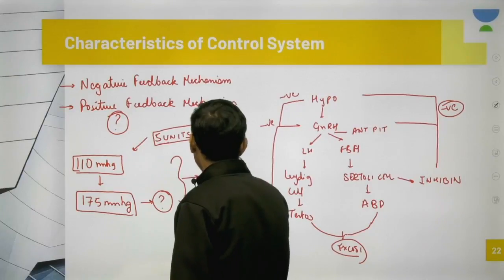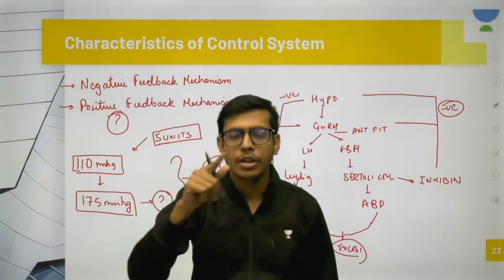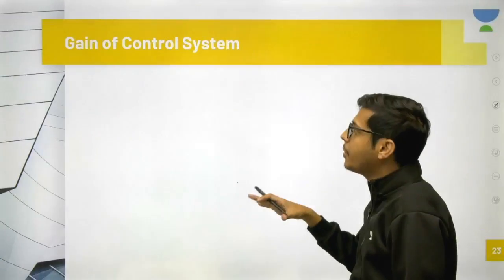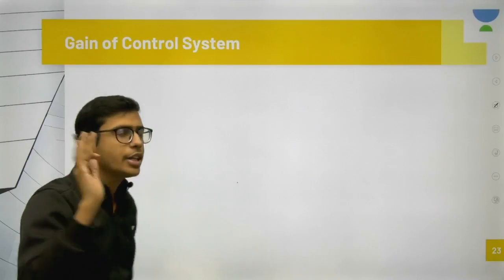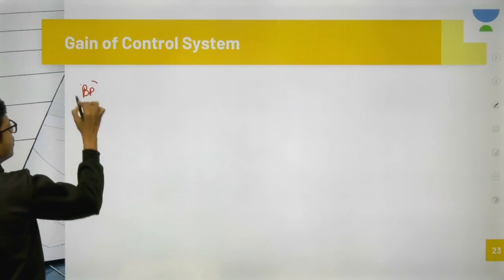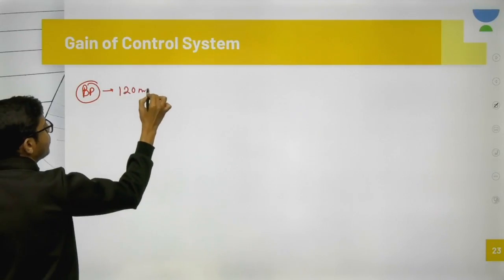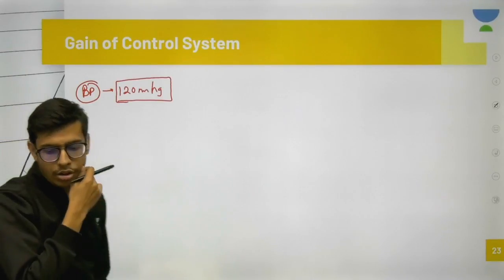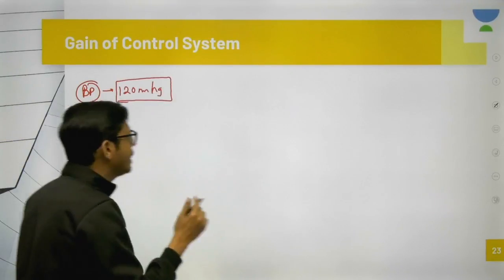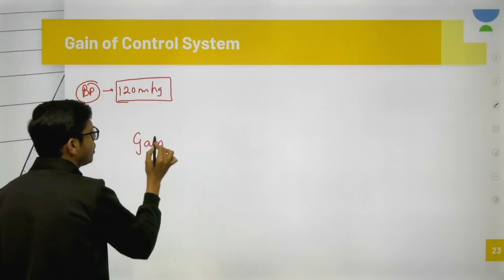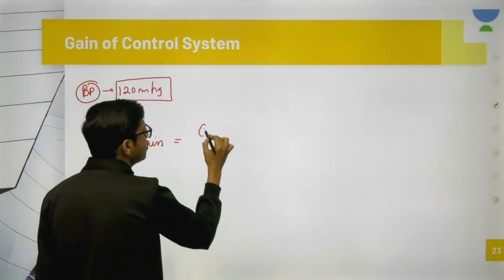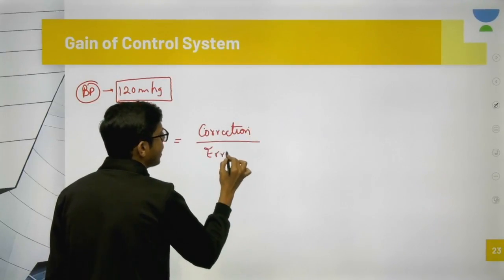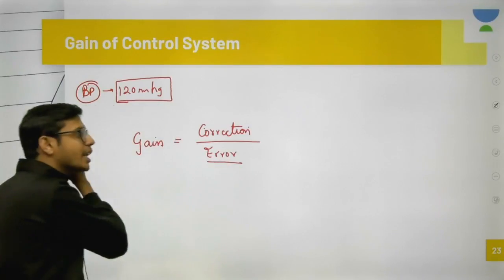Now you have to remember this. There is a probability of error in the correction. Suppose hypothetically my normal arterial blood pressure is 120 mm of Hg. Now there is a term called gain. And this gain is equal to correction by error. We have seen questions on this gain. This gain is equal to correction by error.